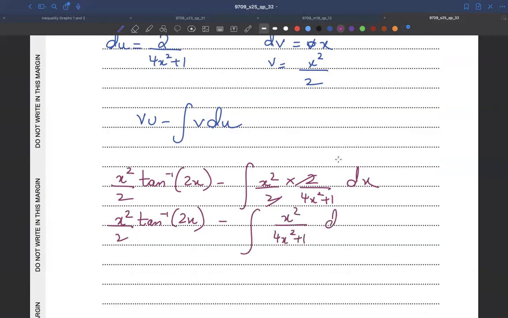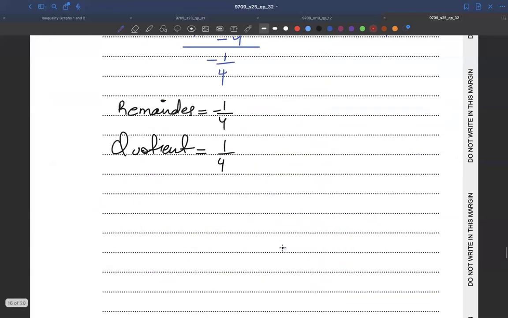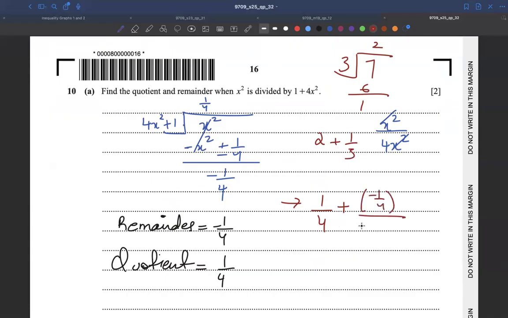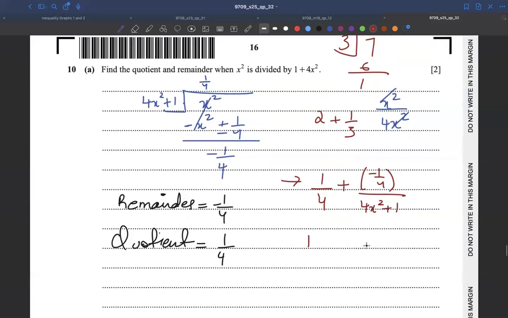Now we'll use part A in this case. We divided these two functions and we got the quotient and remainder as 1 upon 4 and minus 1 upon 4. So we can write this expression as 1 upon 4 plus the remainder. Just for revision, if I divide 7 by 3, we get 2 wholes and 1 upon 3, or we can write it as 2 plus 1 upon 3. So I can write it as 1 upon 4 plus minus 1 upon 4 divided by 4x squared plus 1. Simplifying this, I will get 1 upon 4 minus 1 upon 4 into 4x squared plus 1.